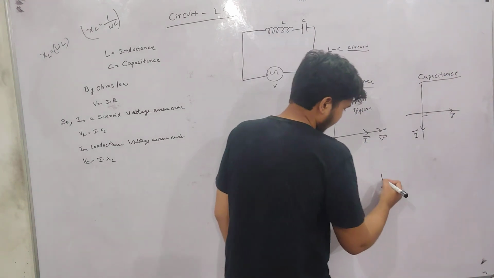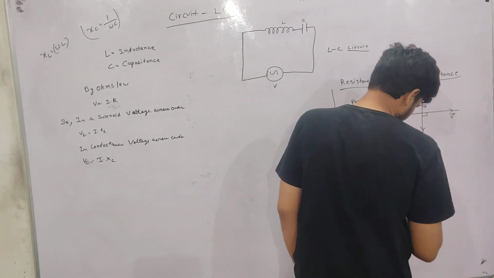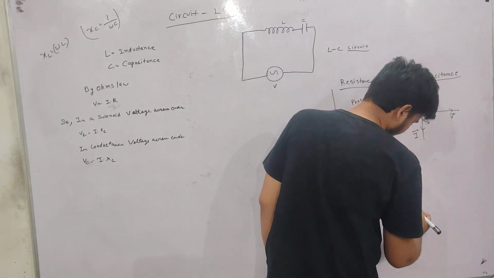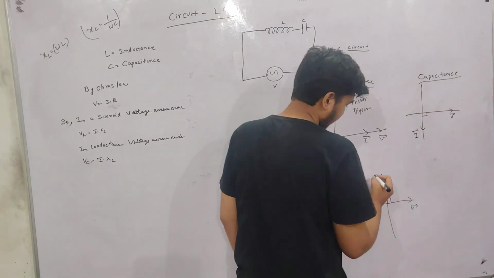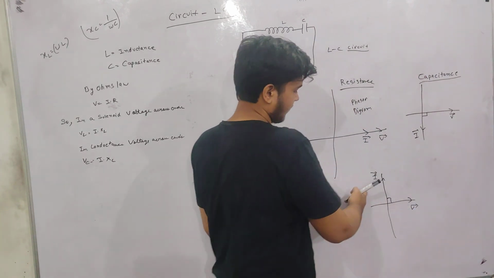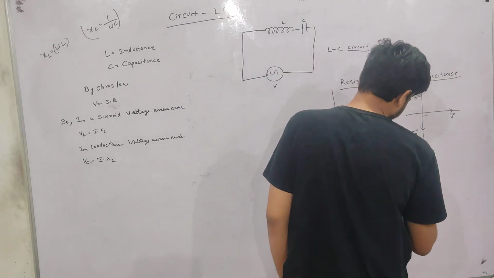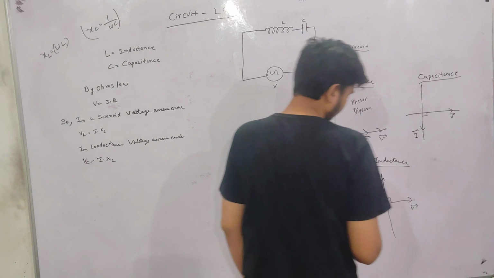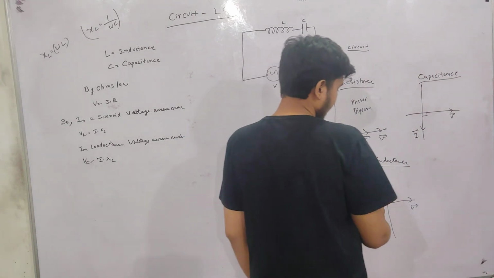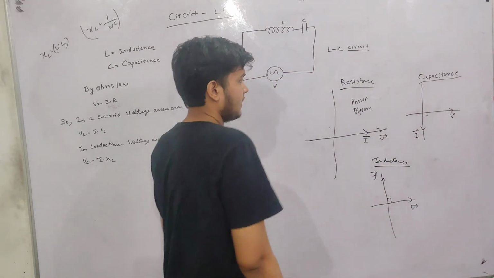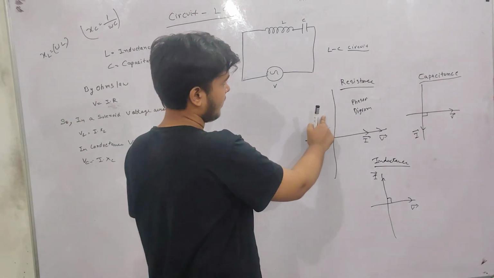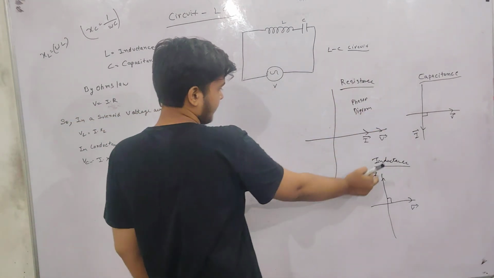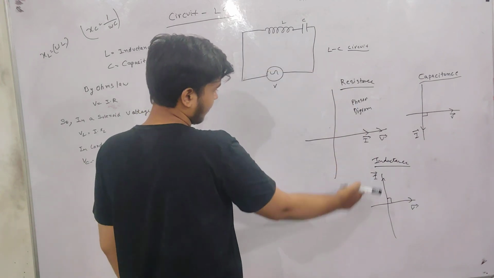In inductance, the phasor diagram will be like this. As in inductance, the current lags the voltage by pi by 2, 90 degree. These three diagrams we have to learn: if there is only resistance in a circuit, if there is only capacitance in a circuit, and if there is only inductance in a circuit.